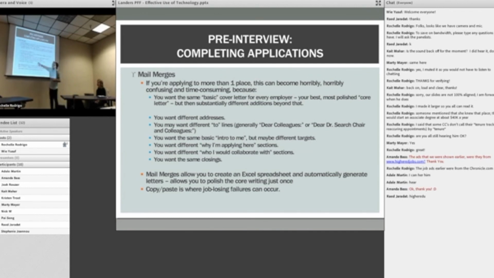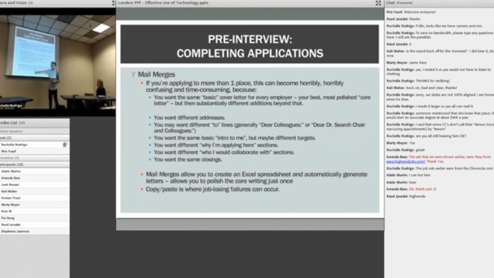You want different who I collaborate with sections. You don't want to mention faculty that aren't at the place you're applying to. And you want the same closing in the end, that final shot on why you're qualified and why people should hire you. So the advantage of this, again, you can create one Excel spreadsheet so you can change who each one's to in different columns. You can change the specific text you use here and then craft that all into a mass batch of emails or a mass batch of PDFs that you can then put where they need to go.